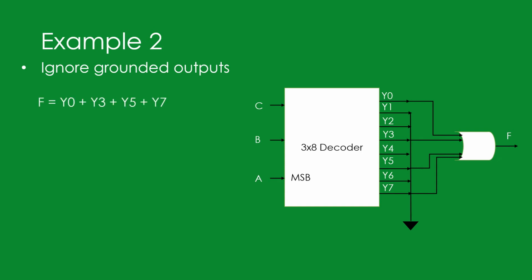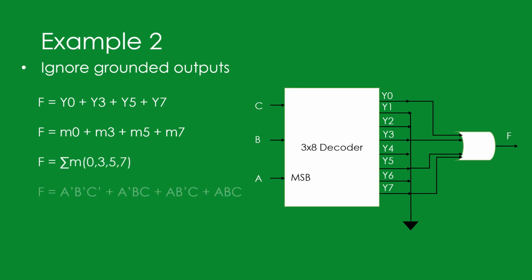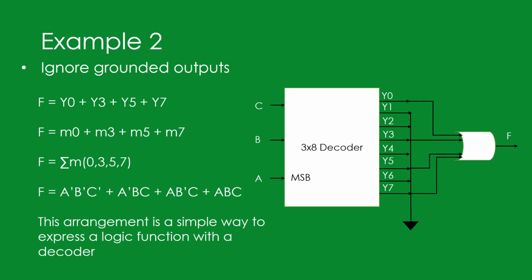Since we know that each output is equivalent to a single corresponding minterm, this expression is really just the canonical form of minterms 0, 3, 5, and 7. This arrangement, connecting outputs of a decoder to an OR gate, is a very simple way to express any logic function, though it's probably not as efficient as it could be.